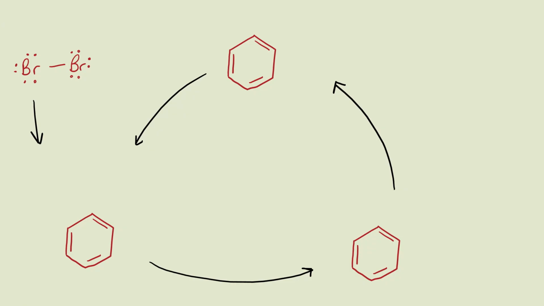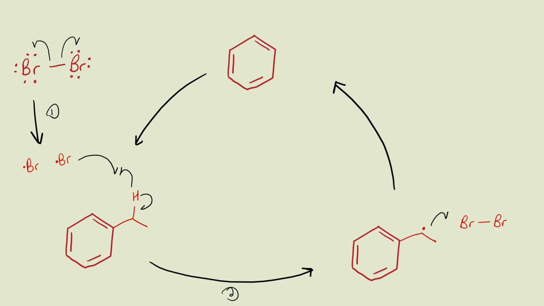Because this is a radical reaction, it undergoes initiation, propagation, and termination. When this bond is homolytically cleaved, we get two bromine radicals. This hydrogen is abstracted by one of the bromine radicals to give us a resonance stabilized benzylic radical. This radical then abstracts a bromine to make a benzyl bromide. This step forms another bromine radical, so this process can repeat until termination.